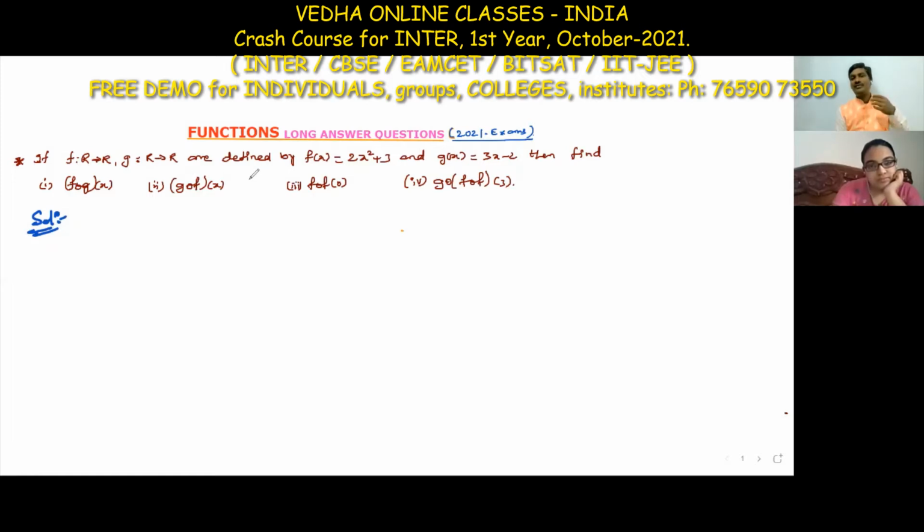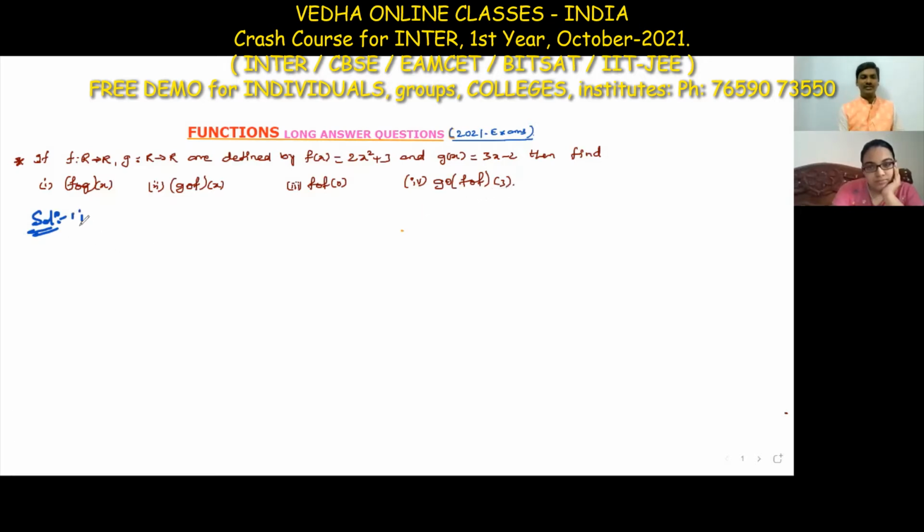Okay, so here in this problem, if f maps from R to R and g maps from R to R are defined by f of x is equal to 2x square plus 3 and g of x is equal to 3x minus 2, then find f circle g of x, g circle f of x, f circle f of 0, and g circle f circle f of 3.